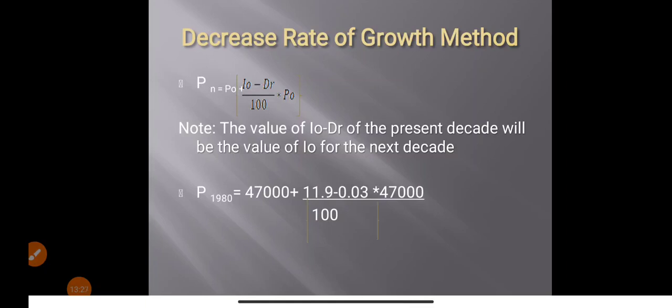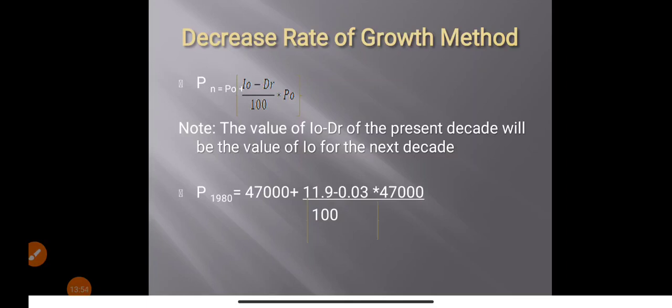It's P naught, that is the previous decade population, plus, within brackets, 11.9, which is the previous decade's percentage increase in population, minus 0.03, the average percentage decrease in population. We have done it, no? Minus 9.4 minus 2.1 plus 11.6, divided by 3. That value we have to substitute here.